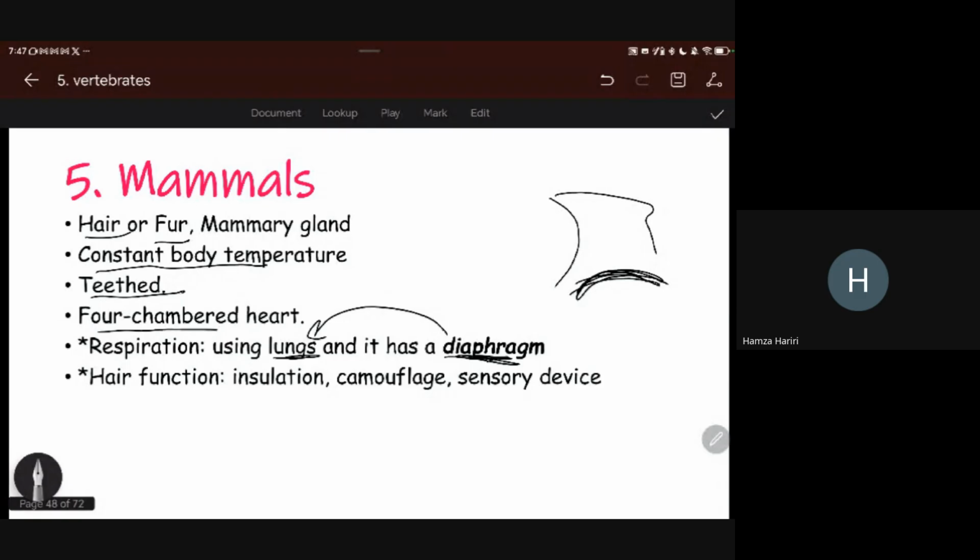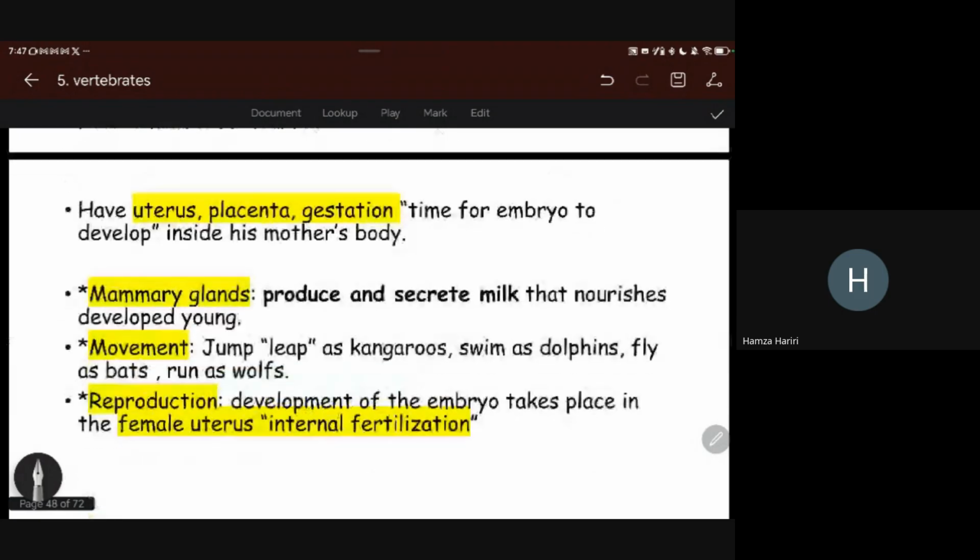They have hair, which helps in insulation or camouflage and acts as a sensory device. They have a uterus, placenta, and gestation. What is gestation? It is the time for the embryo to develop inside its mother's body. So gestation is the time where the embryo gets its time to develop within its mother. We've already said they have mammary glands. What's the importance of these mammary glands? They produce milk. For who? For the young, or for the baby.